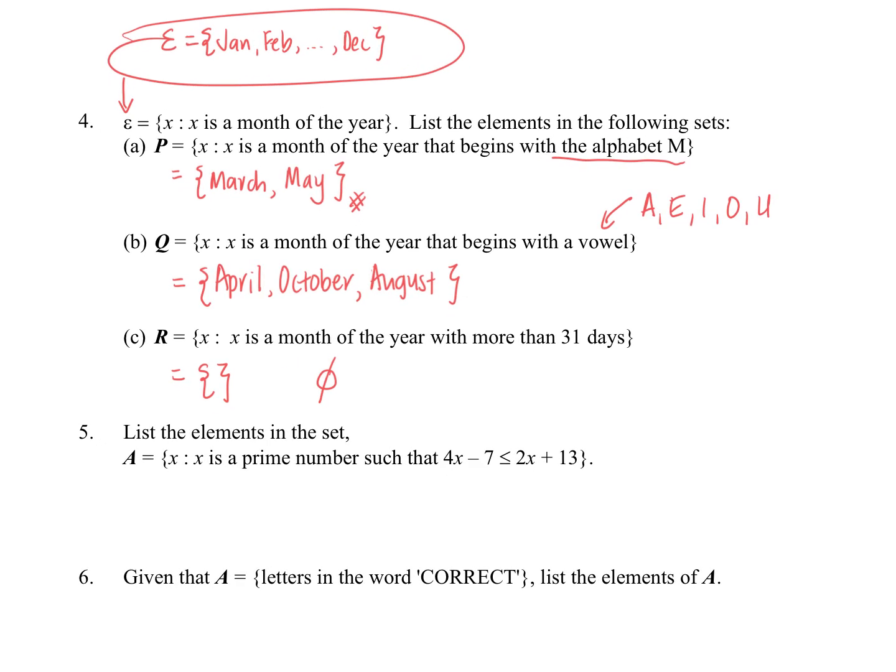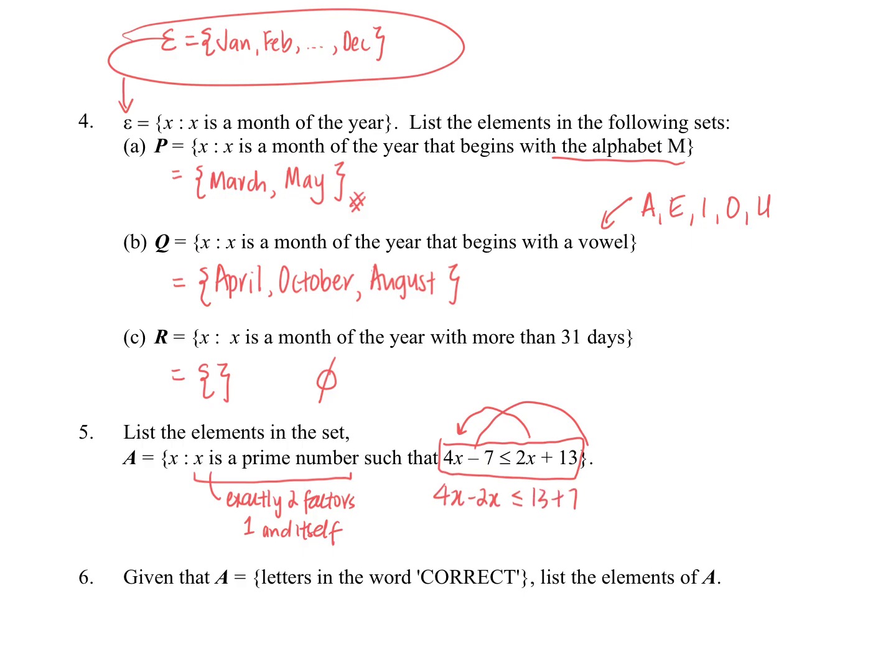Next one is, I want a prime number. That's where the math comes in. Prime numbers means exactly two factors, one and itself. And then they want it to belong to this inequality. So you need to solve the math first. Bring the 2x over. Bring the minus 7 over. So x must be less than or equals to 10. So I want all the prime numbers that are less than or equals to 10.